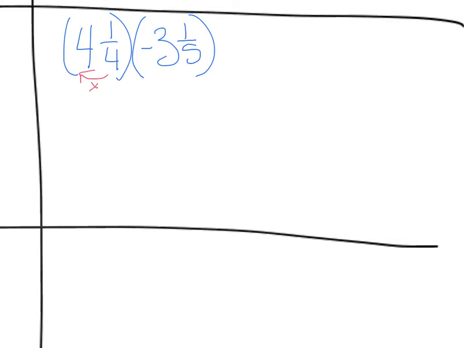So I'm going to start by taking 4 times 4, which gives me 16. Then I'm going to add 1. 16 plus 1 gives me 17. We keep the denominator. So 4 and 1/4 as an improper fraction gives me 17 over 4.